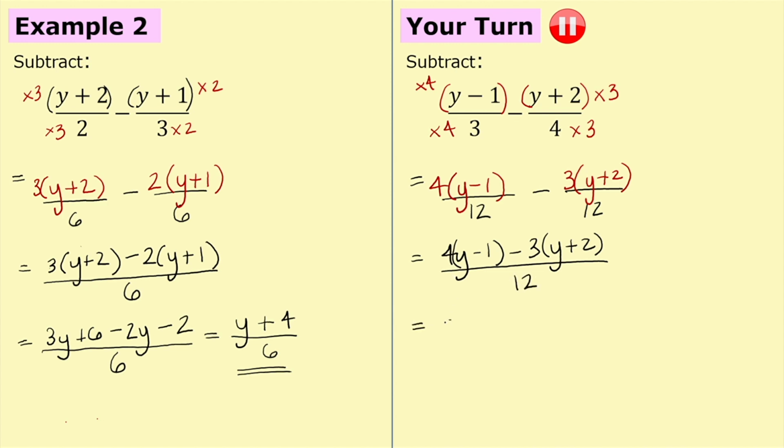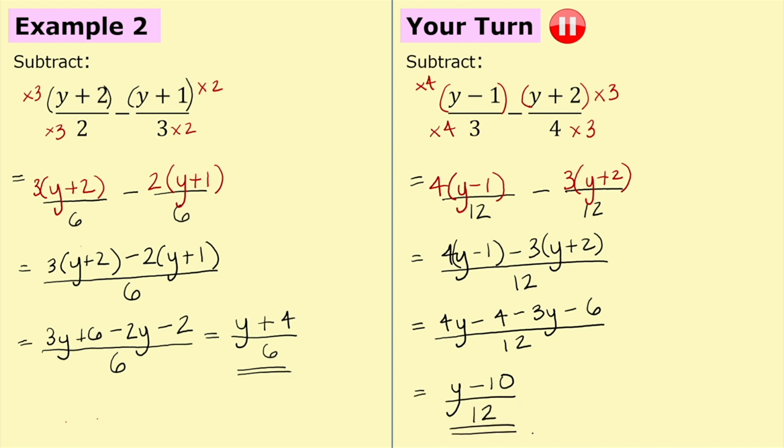Okay, so expand the first one, so you should have 4y subtract 4, subtract 3y, subtract 6, all over 12. And then 4y subtract 3y is just y. Then you've got negative 4 subtract 6 gives you negative 10. So be careful with your integer skills here. So you should have (y - 10)/12.